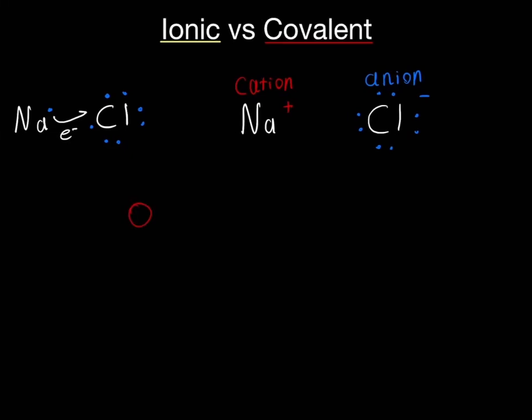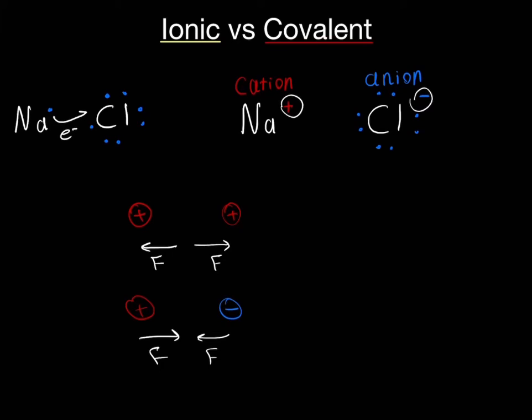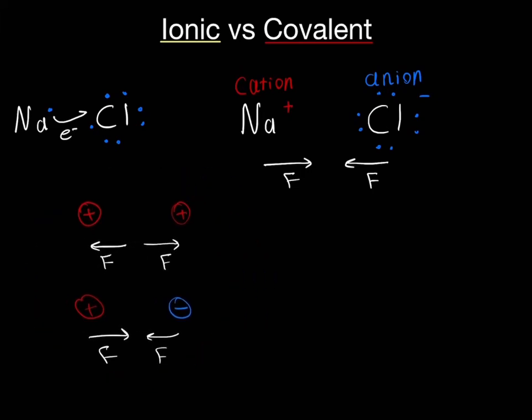Now, if we have 2 of the same charges next to one another, they're going to feel an electrostatic force that is going to repel them. But if you have 2 charges that are opposites, they're going to feel a force that is going to attract them. So in this case, we have opposite charges, so they are actually going to attract one another, and that's going to be the bond that is going to be formed. Now, generally speaking, in ionic bonds, you're going to have a metal and a nonmetal.